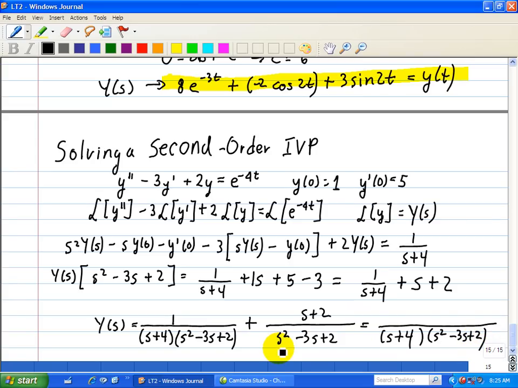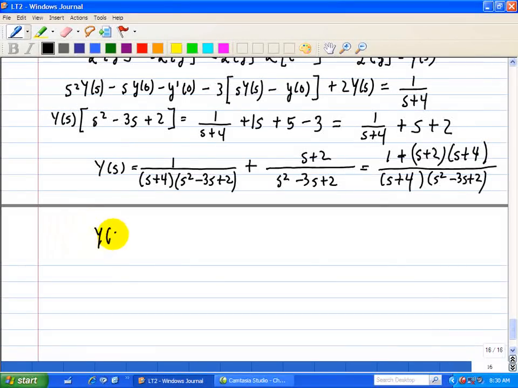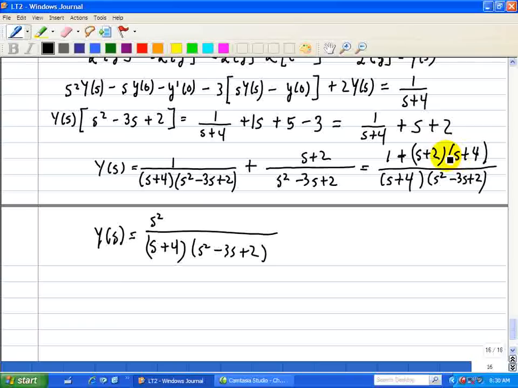Well, we note here that there's an s plus 4 right here, so this would be 1 plus s plus 2 times s plus 4. Now we can simplify this even further. So s plus 4 in the denominator, s squared minus 3s plus 2. And in the numerator we have an s squared. Then we have a 2s and a 4s, which is a 6s. And then 2 times 4 is 8, plus 1, is 9 here.